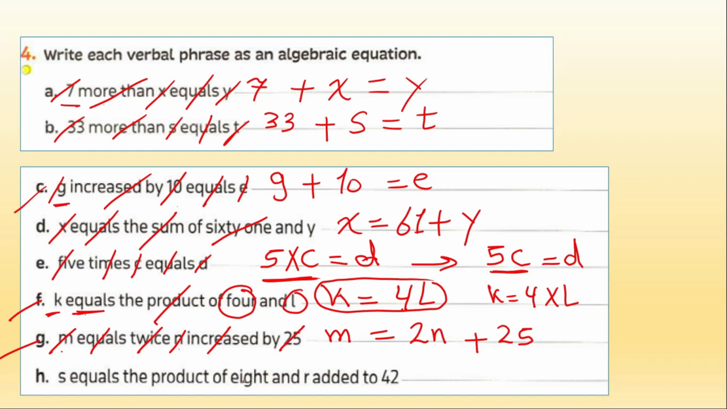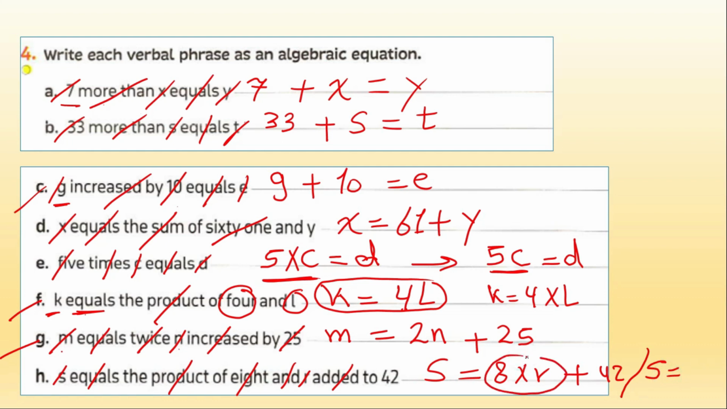S equals the product of 8 and R added to 42. Step by step. S equals اهي S equals product يعني في multiplication اهي 8 and R يعني 8 and R added to يعني plus 42. طيب الفورم التانية بقى اللي أنا بقول عليها عايزين نتعود عليها هتبقى S equals 8R 8 R على طول plus 42. Okay.